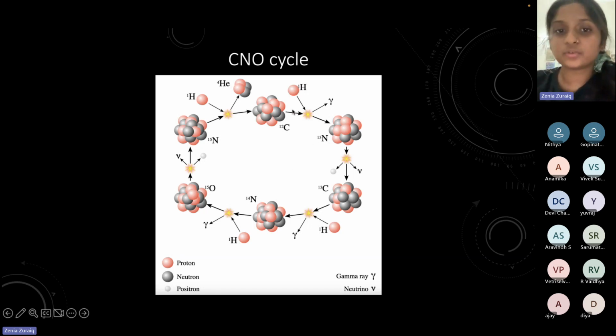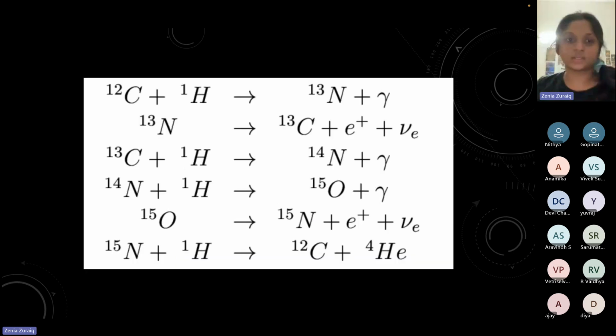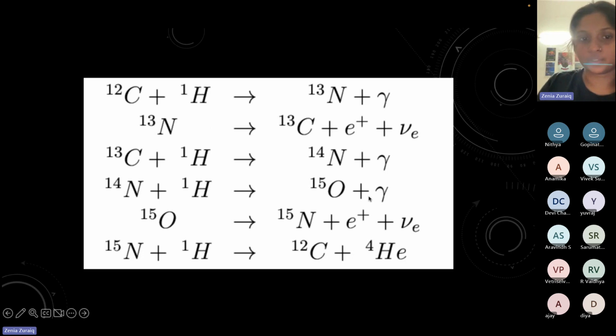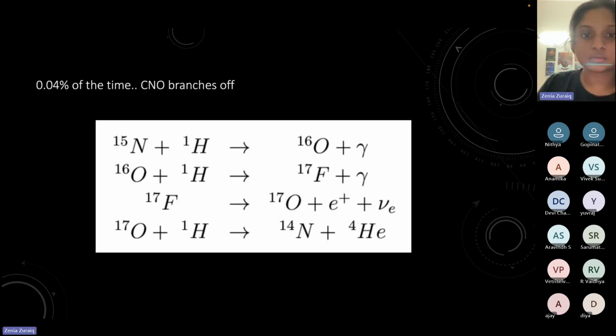So you can see how many hydrogen atoms are going in and how many are coming out. Again the numbers are balanced, and we effectively get four hydrogen atoms giving a helium. I have taken a picture and shown how the reactions proceed here. So you can see that we have four protons which are forming a helium.